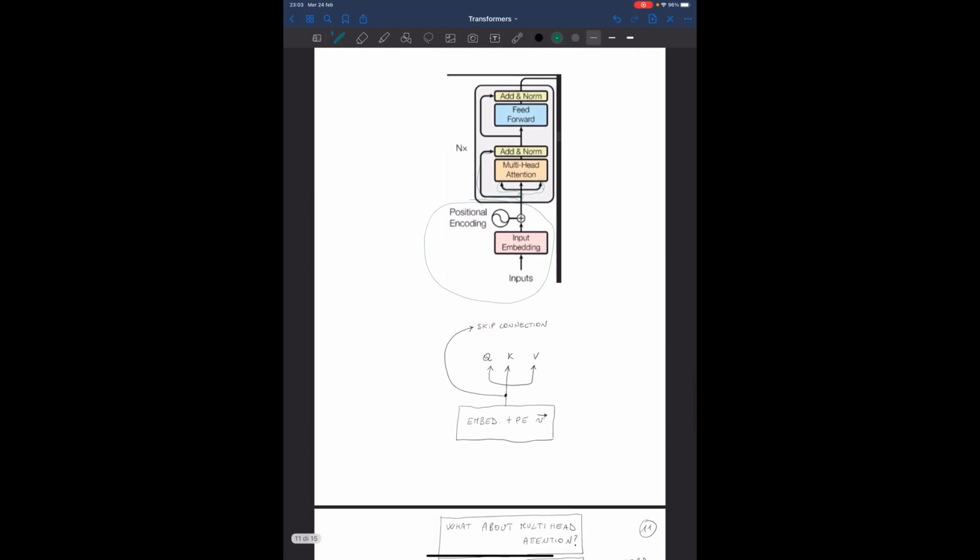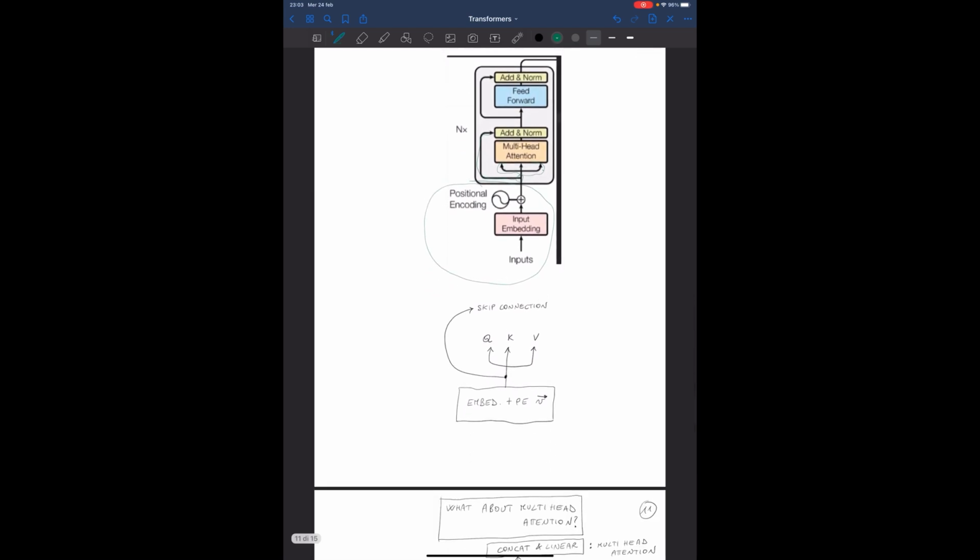So let's zoom a bit. So we have this embedding plus positional encoded vector. Let's say that there is this Q, K, and value part where the multi-head attention is computed. So I have to explain you now what is this multi-head attention.